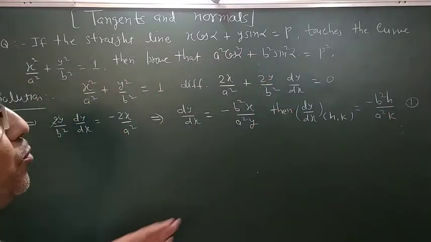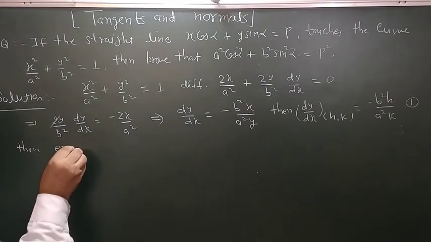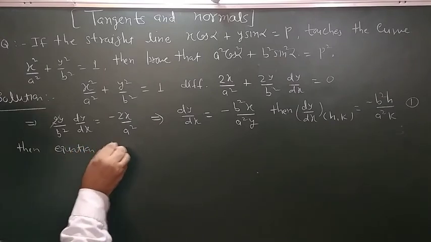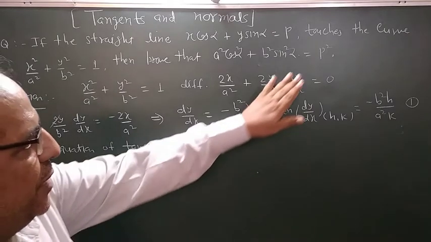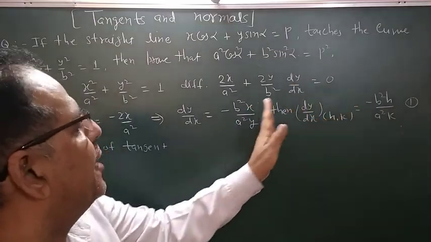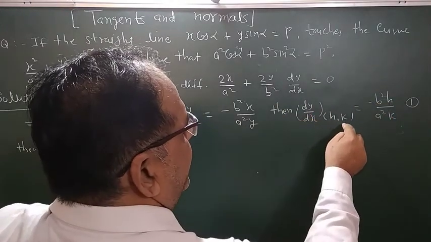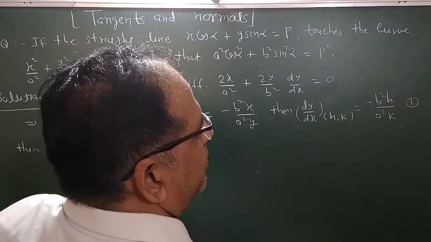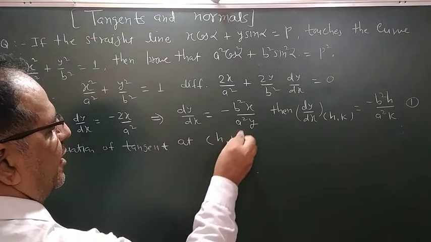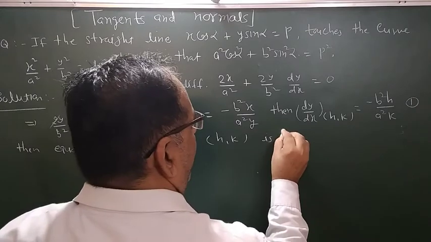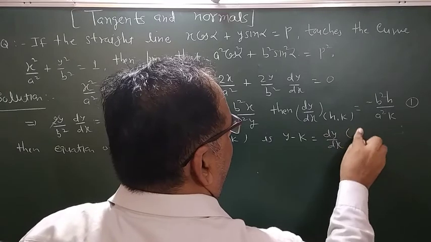Okay, so this is the slope of tangent at the point h, k. Then the equation of tangent. For finding the equation of tangent, we choose a point h comma k at which we want to find the equation of tangent. So first we find the slope of tangent at the point h, k, which is minus b square h upon a square k. Now the equation of tangent at h, k is y minus k equal to dy over dx times x minus h.